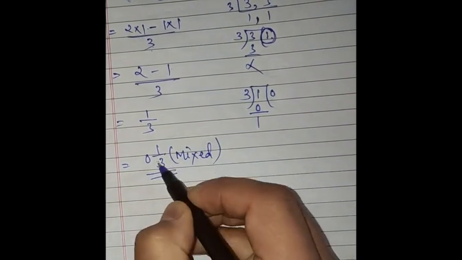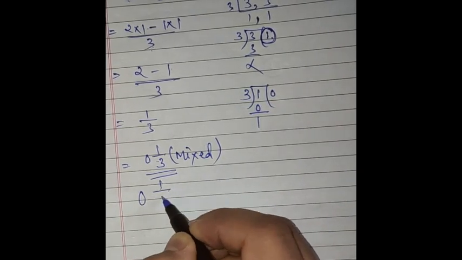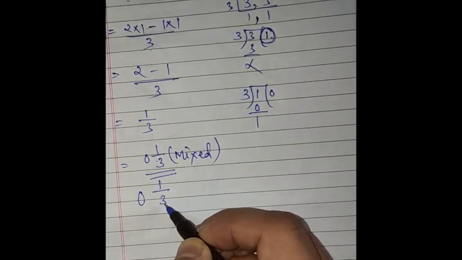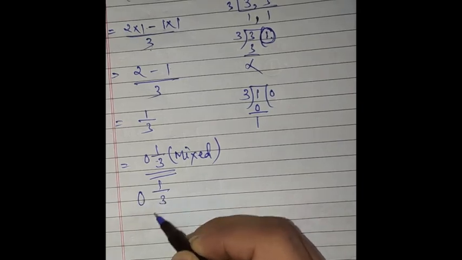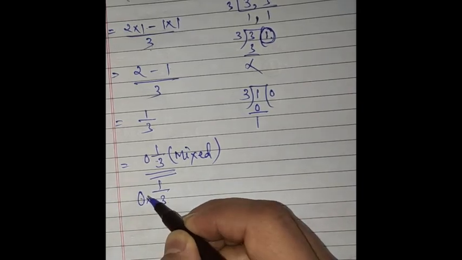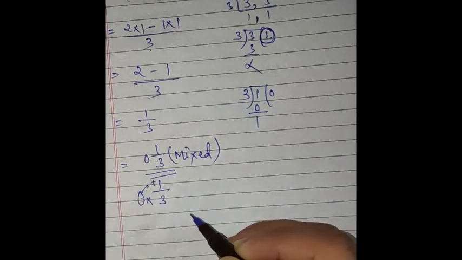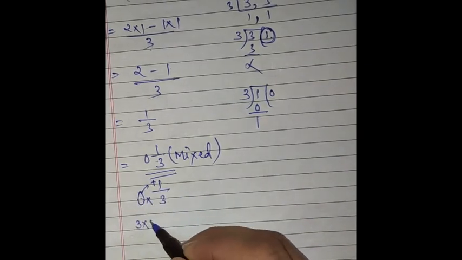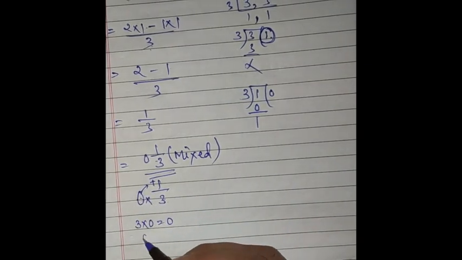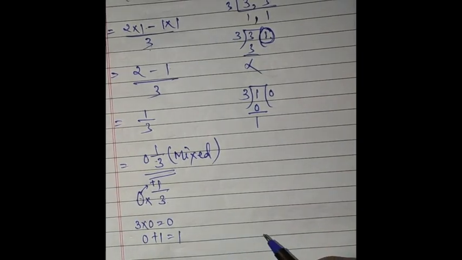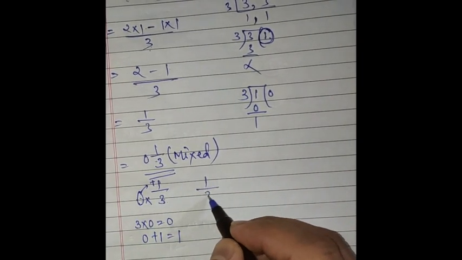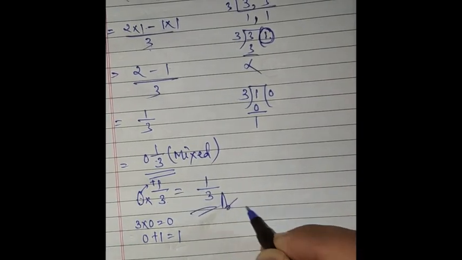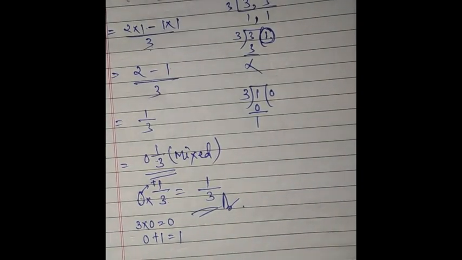How to break this again? 0 whole 1 by 3 is this one. Whenever you are multiplying the denominator with the whole number, you will multiply this, and whenever you are going up, you will add. So 3 zeros is 0, and then 0 plus 1 is 1. Alright, so 3 zeros is 0, 0 plus 1 is 1, 1 divided by 3, and proper or improper, that you will classify later on.